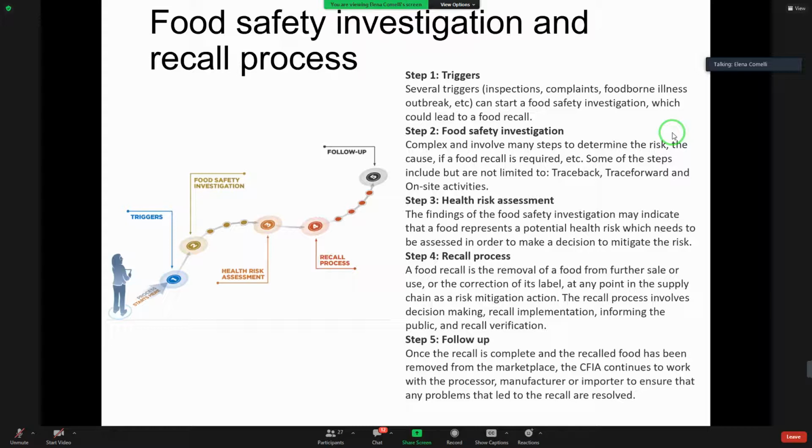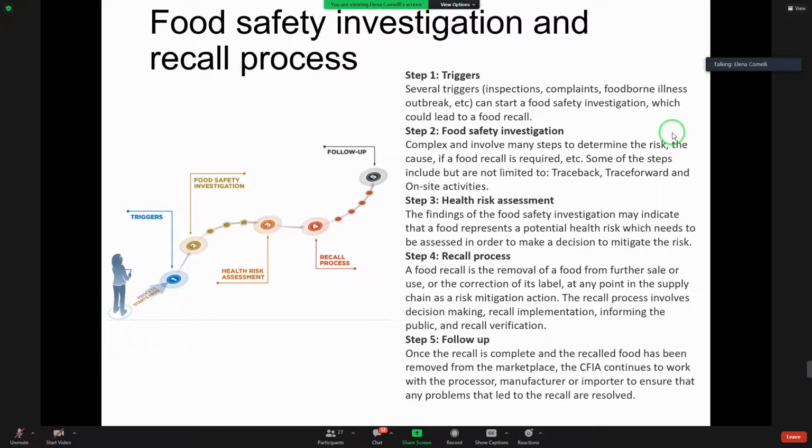And the last step is the follow-up. Once the recall is complete and there is no more of these food products in the marketplace, the CFIA will continue to work with the manufacturers and importers to see which problems may have led to this and how they can be resolved to avoid a similar problem in future.